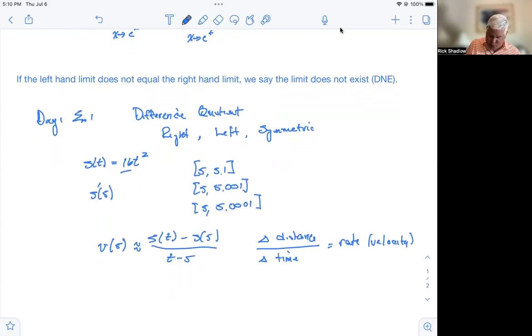Again, I used a right difference quotient. A left difference quotient, I would have used values less than 5 to approximate it. And a symmetric difference quotient, I would have used values on either side of 5 and kind of squeeze it in as I go to 5.